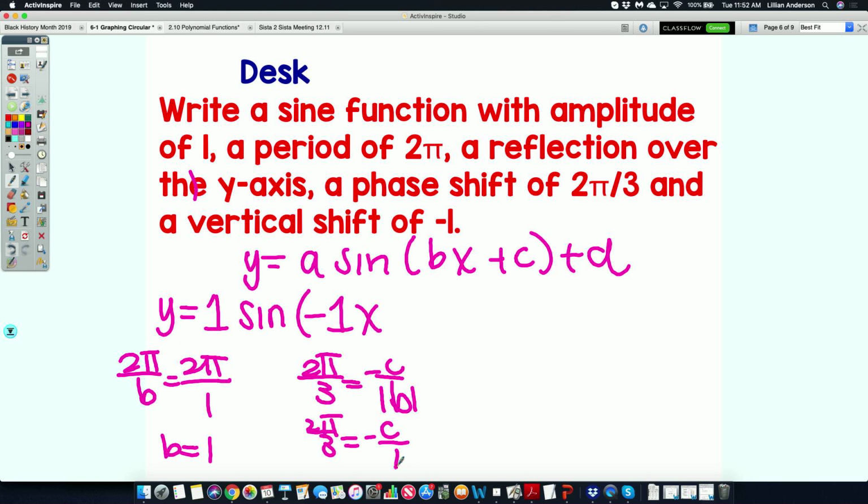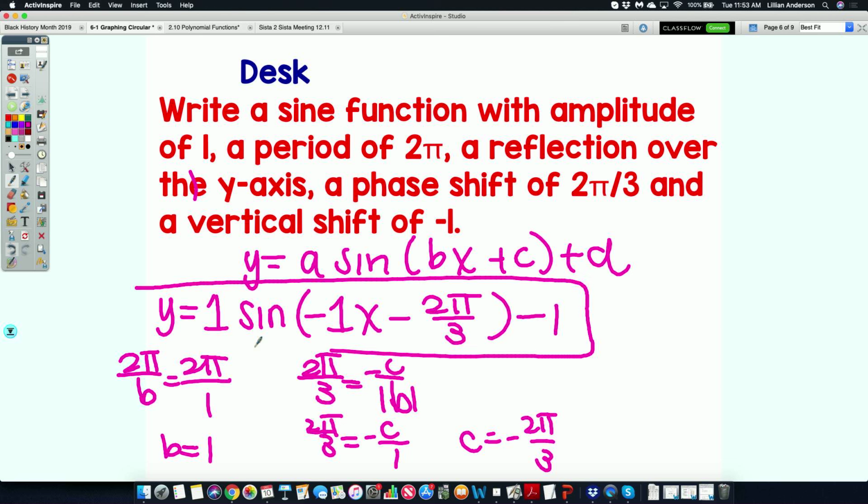When I cross multiply and solve, c is equal to what? And that is what you plug in for c. When you do it this way, whatever you get for c is what goes into that spot. You don't have to worry about doing any type of change. That's when the b is factored out, you have to worry about that. Do I have a d? Negative 1. And that is our equation.